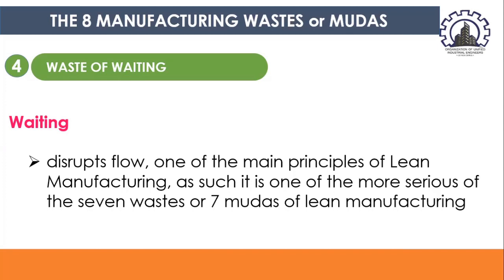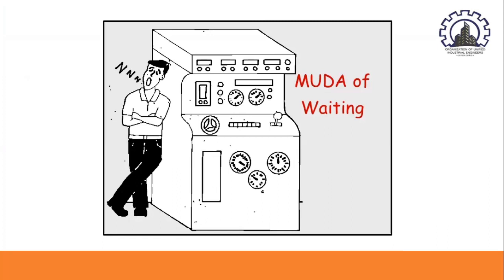In order for us to better understand waste of waiting, let me give you an example. This is an example of muda of waiting or waste of waiting. As you can see in the sample picture, the man is waiting for the machine to finish, right? This definitely should be eliminated or reduced.